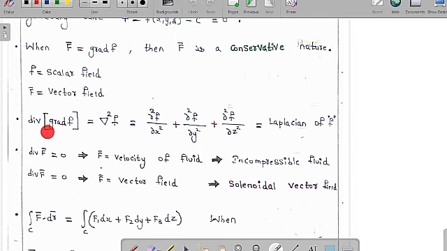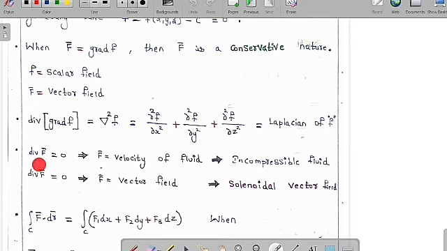And already I told you that the divergence of the gradient of any scalar function, which is del dot of del f, is nothing but del square f, which is dou square f by dou x square plus dou square f by dou y square plus dou square f by dou z square. This we are going to call the Laplacian of f.